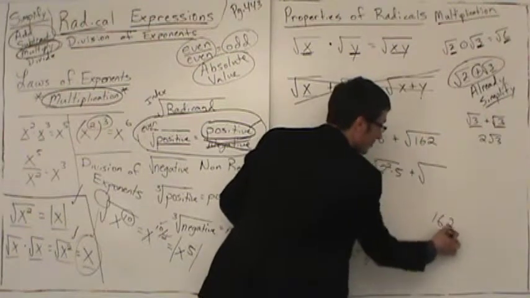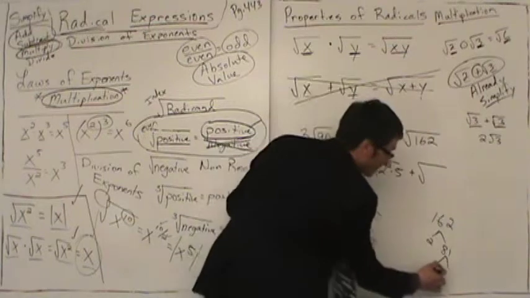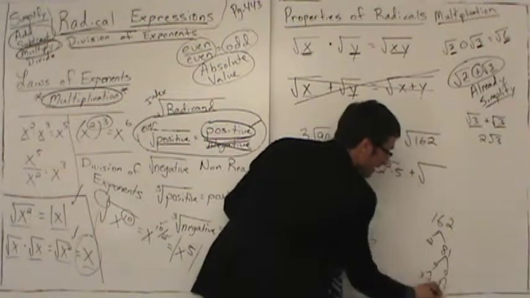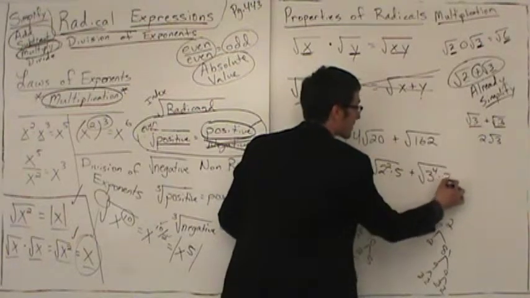Take the 162, break it down. This is 2 times 81. 81 is what? 9 times 9, or 3 times 3, 3 times 3. How many 3's multiply to give 81? There's 4. So we have 3 to the 4th times 2.